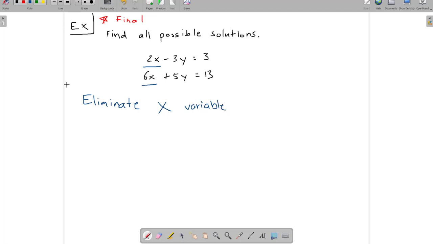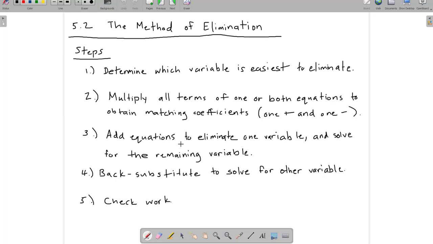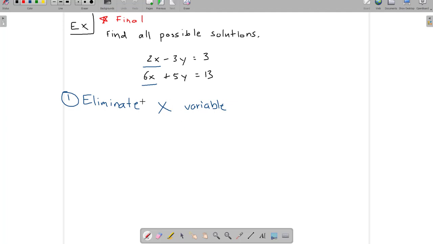And that was step 1. So step 2, multiply all the terms of one or both equations to obtain matching coefficients. So I need this 2 on the x in the first equation to become a negative 6. So I need 2x to become negative 6x.